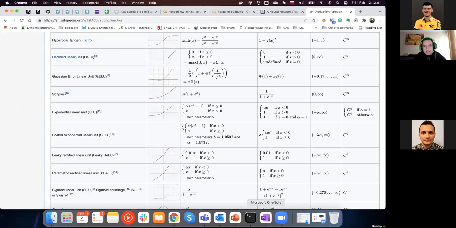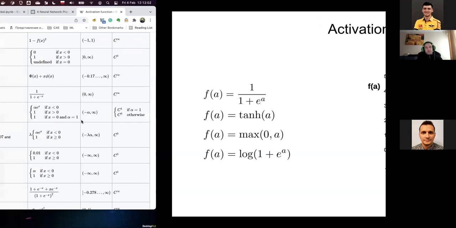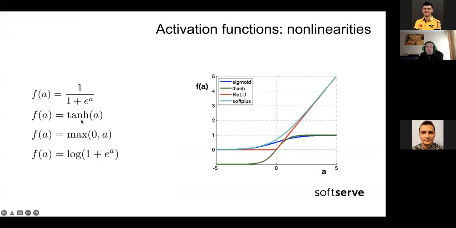You may ask why we introduce, for instance, tangent, and why we don't use, for instance, sigmoid all the time. The problem is that sometimes during the training of the neural network, we could observe different problems like vanishing gradients.